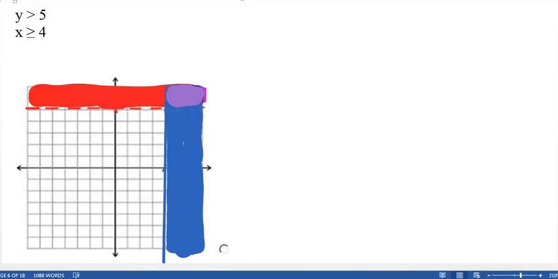Our solution would be the region in which they intersect, which would be this region.